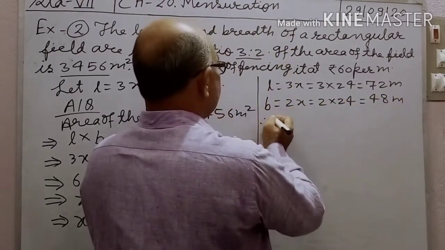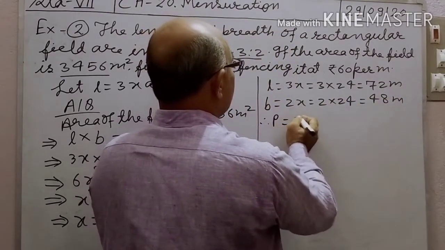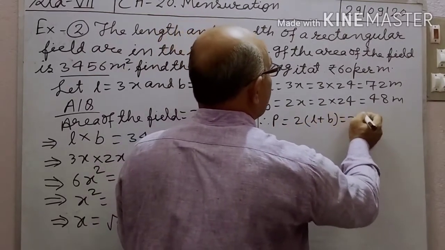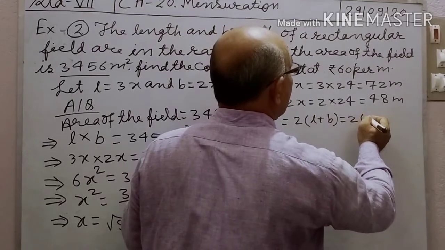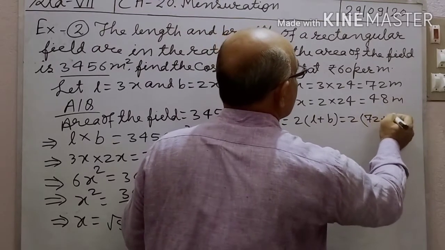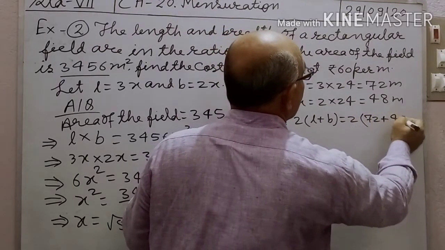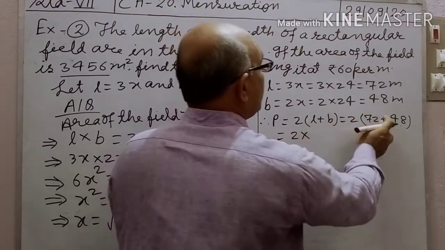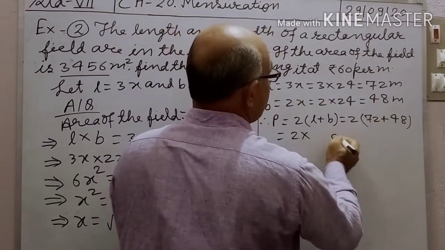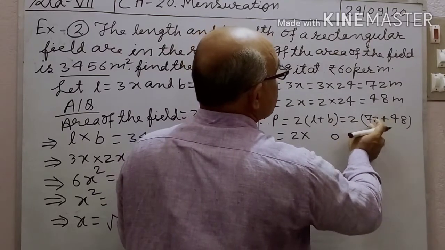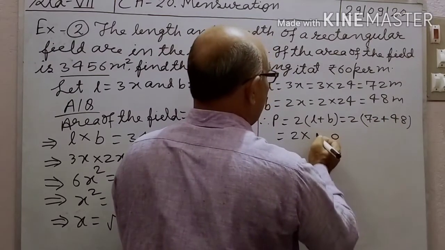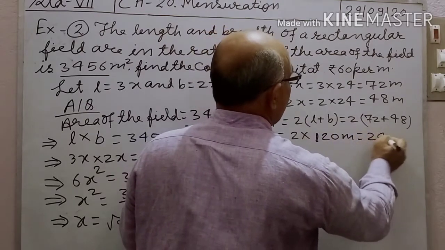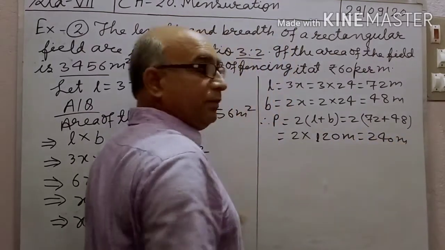Fencing, perimeter, 2 into L plus B equal to 2 into 72 plus 48 equal to 2 into 120 meter equal to 240 meter.